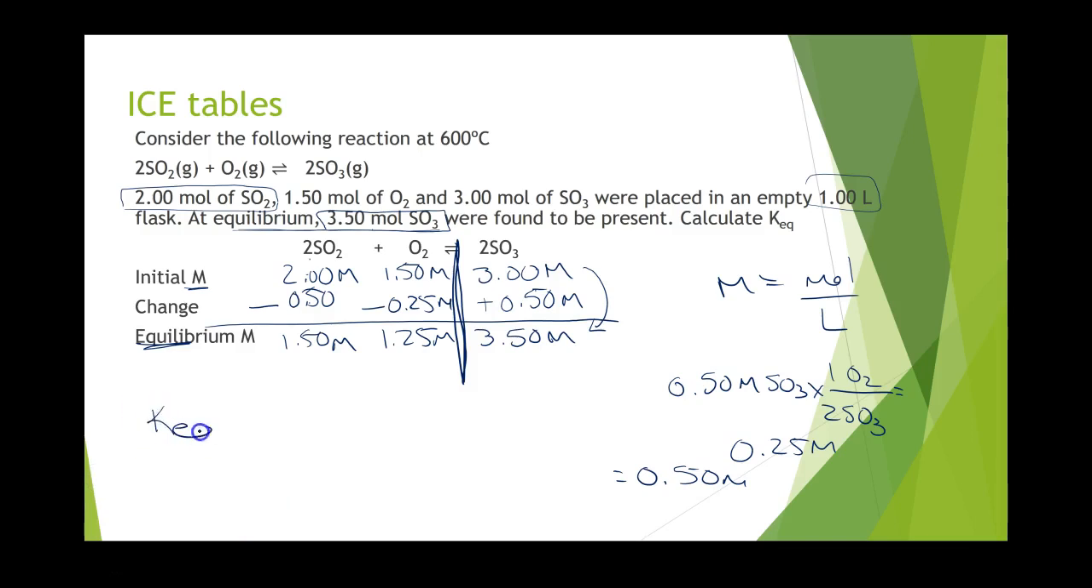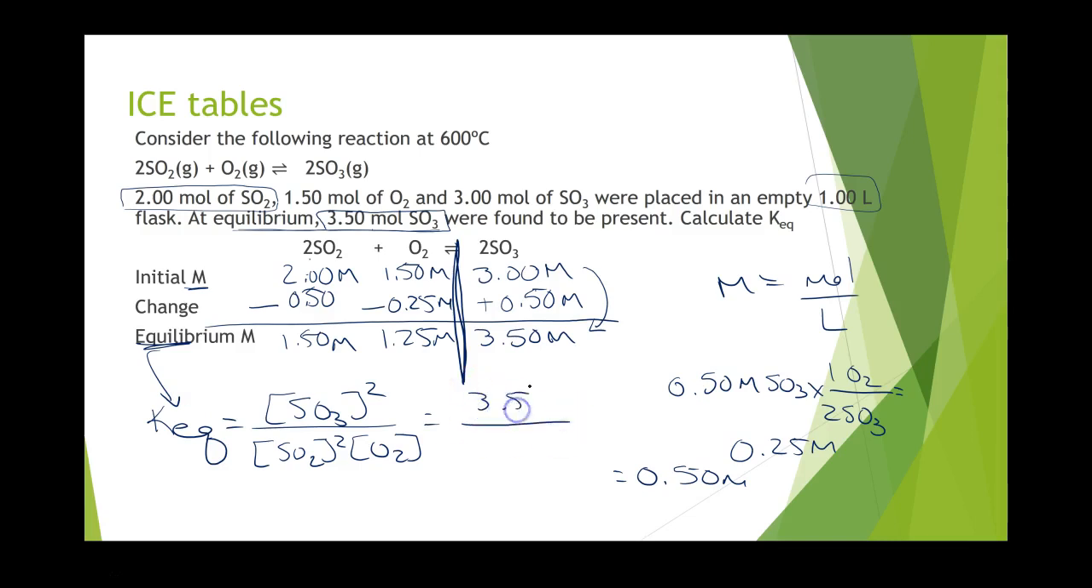We're going to calculate KEQ using the expression SO3 squared over SO2 squared and oxygen. And I'm going to use the equilibrium values in the equilibrium constant. So I have 3.5 squared over 1.5 squared times 1.25. Divide that out. And you get 4.36 for your value.